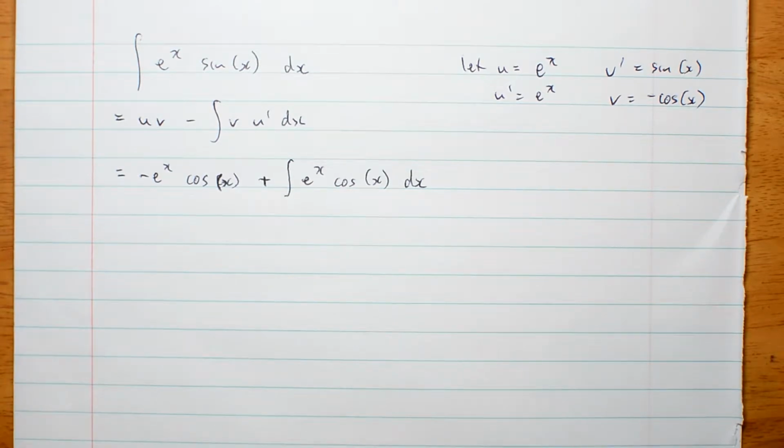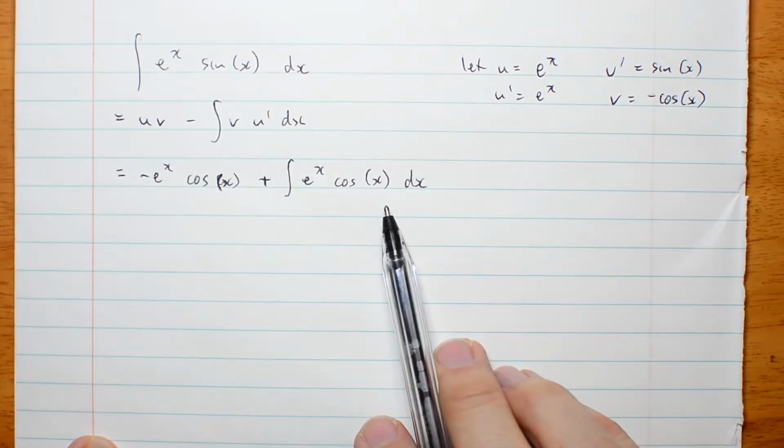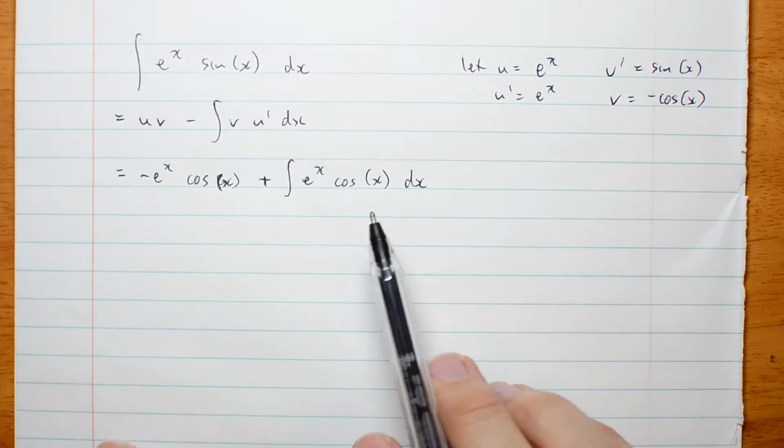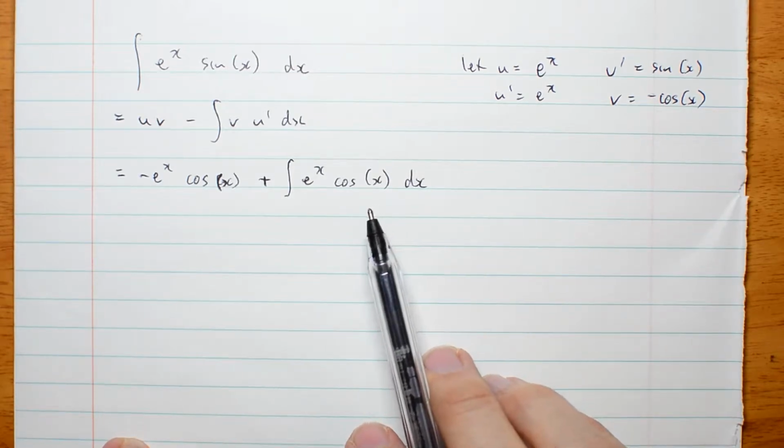It's not immediately clear that I've made any progress, is it? e to the x sine x became e to the x cos x. But actually, if we do this once more, something interesting will happen. So let's do it again.